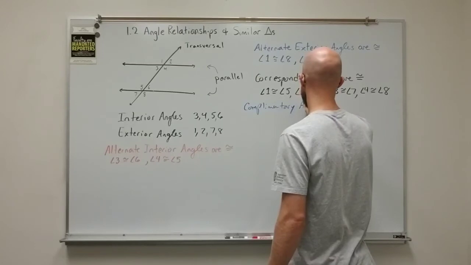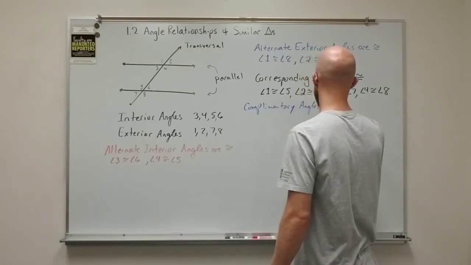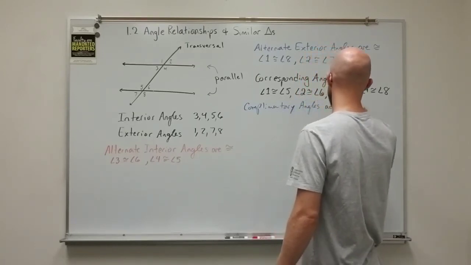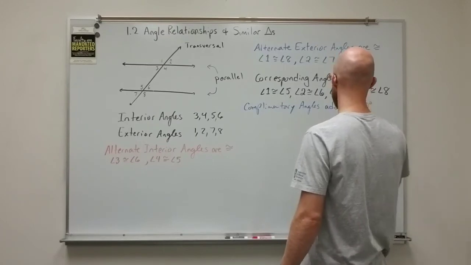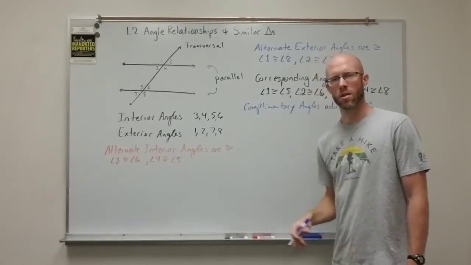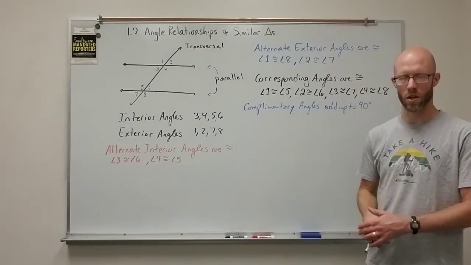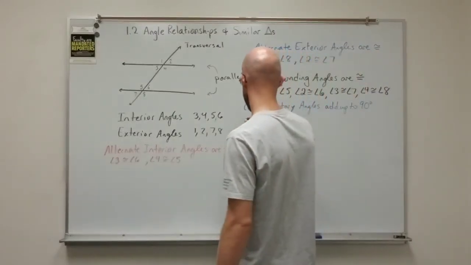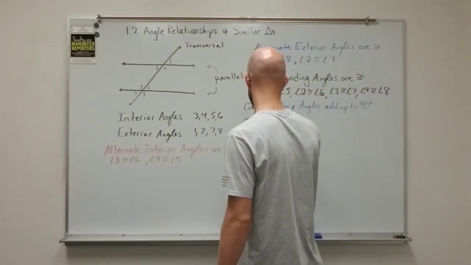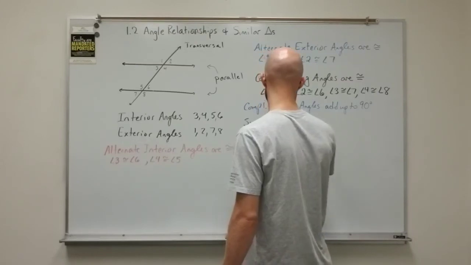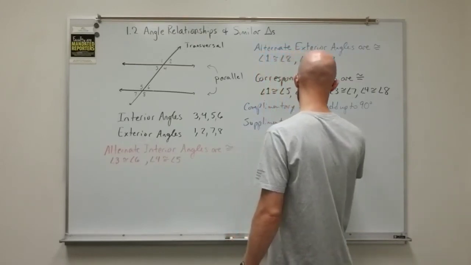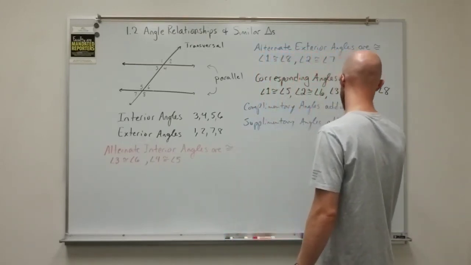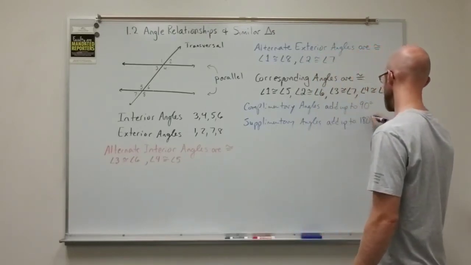Complementary angles add up to 90 degrees. I think we mentioned this in the last section, actually. This was part of section 1.1. And then supplementary angles add up to 180 degrees.